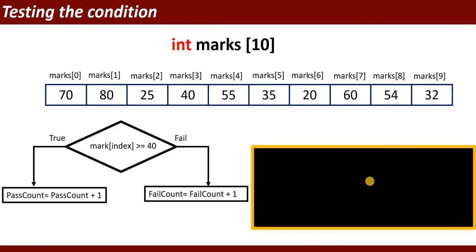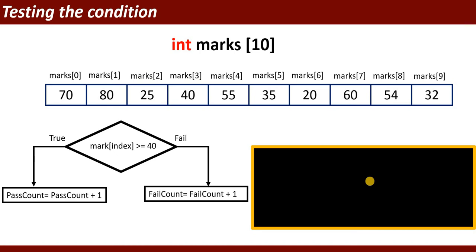After this, I will check the condition. Mark of index. Mark is an array name. Index is the first value of this array, that is 0, 1, so on till 9, greater than equal to 40. If the given condition will be true, then it will increment in the pass count. Pass count is a variable that is used for the counter.